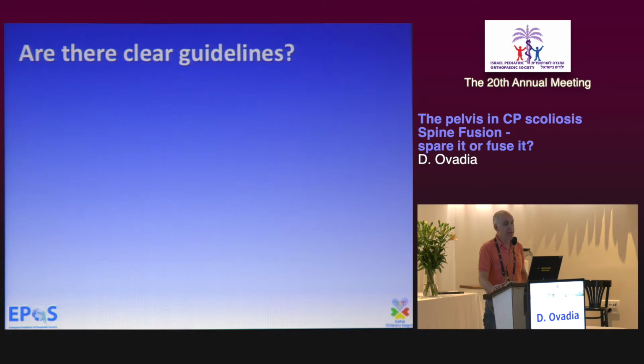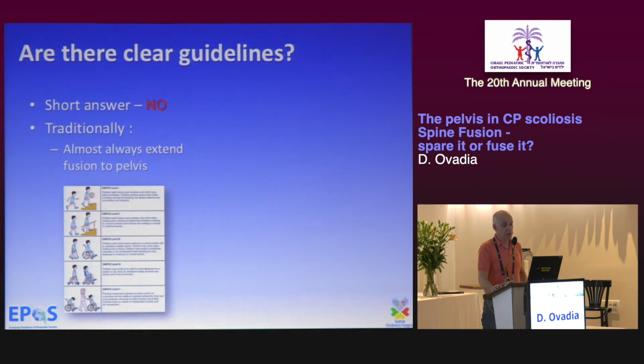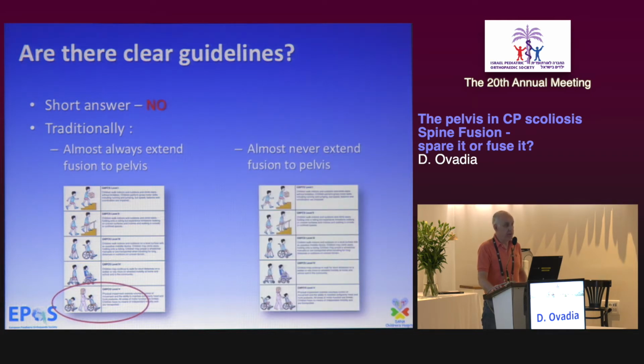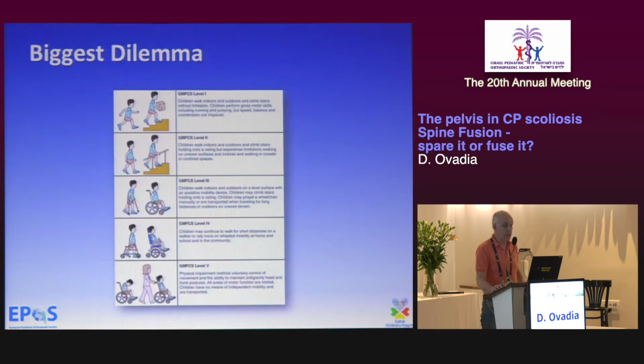So are there other clear guidelines on whether or not to include the pelvis? The short answer is no, there aren't in the literature. Traditionally, you should almost always extend the fusion to the pelvis in GMFCS level 5 patients, and almost never extend the fusion levels in patients with GMFCS levels 1 and 2.